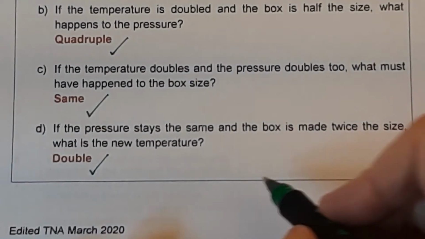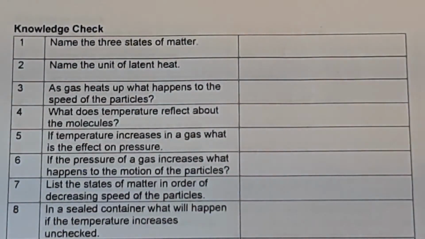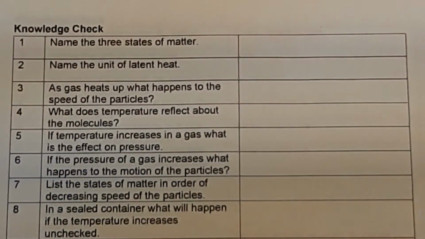So give yourself a mark out of 13 for that set of questions. If you have got 7 or more, then that's exceptionally well done, because question 7 was particularly hard. If you've got more than 7, then you've done very, very well, so well done. Moving on to the knowledge check on page 28. So there are 11 questions. I want you to pause the video whilst you answer the questions, please.